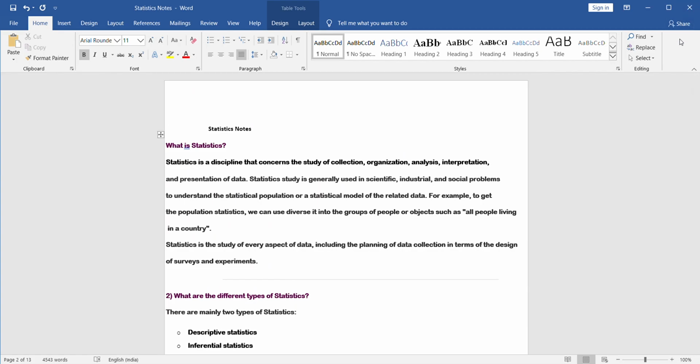Statistics is a discipline that concerns the study of collection, organization, analysis, interpretation, and presentation of data. Statistical study is generally used in scientific, industrial, and social problems. The population statistics can be used for diverse groups of people or objects, like all people living in a country.